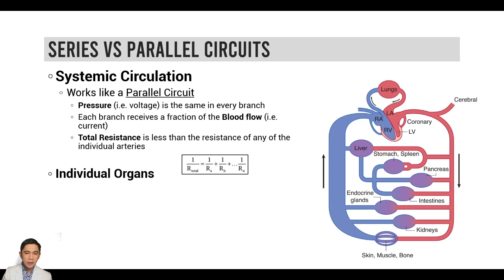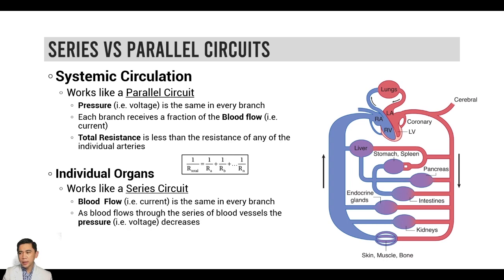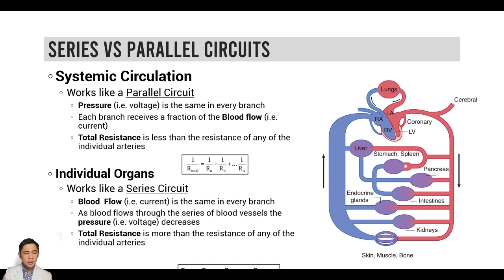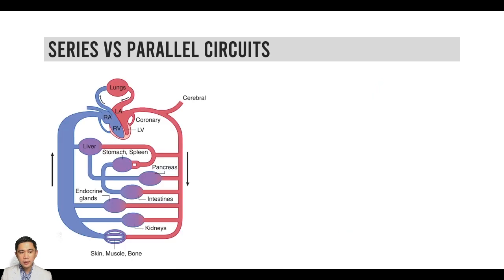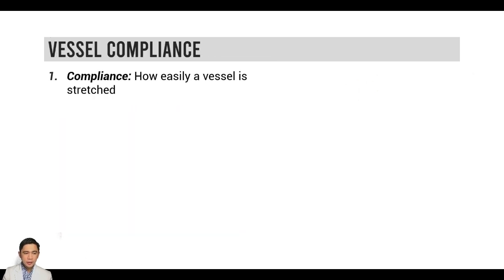The individual organs, however, work like a series circuit, like this one, series. Blood flow is the same in every branch, and as blood flows through the series of blood vessels, the pressure decreases, and total resistance is more than the resistance of any of the individual arteries. Again, the systemic circulation looks like a parallel circuit, and the individual organs from the artery to the vein look like a series circuit. Let's talk about vessel compliance.